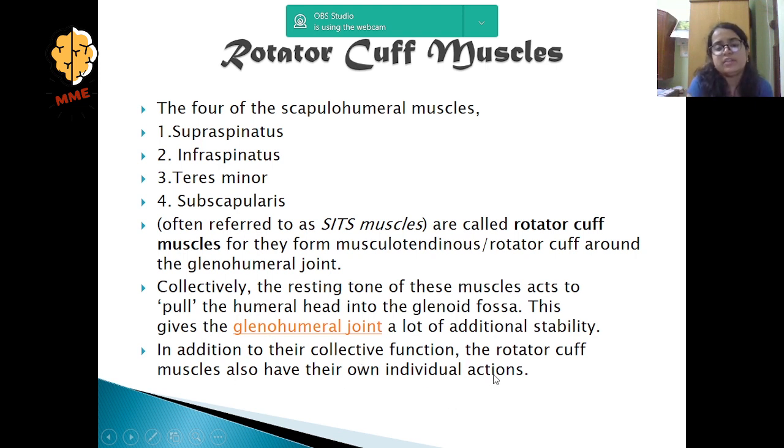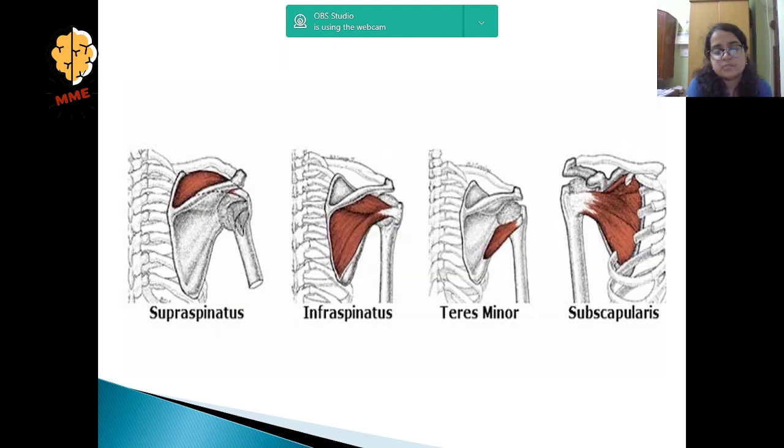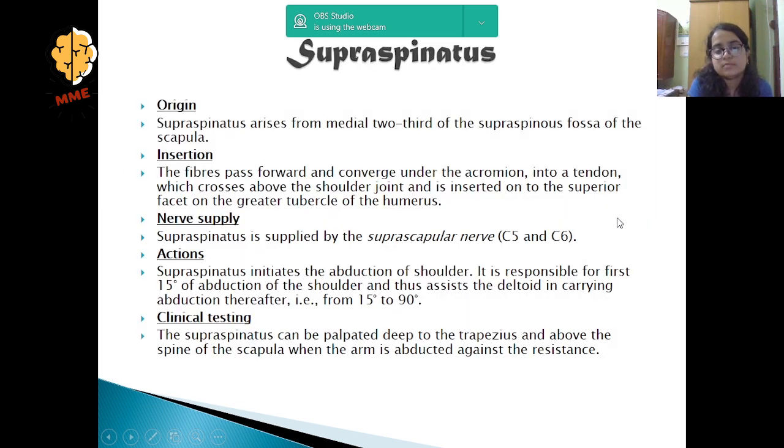So in addition to their collective function, the rotator cuff muscles also have their own individual action. This is the supraspinatus, infraspinatus, teres minor, subscapularis. Now origin: supraspinatus arises from the medial 2/3 of the supraspinous fossa of the scapula. I think you have been taught this in the osteology of the scapula. On the dorsal surface of the scapula, the spine of the scapula divides the dorsal surface into a supraspinous fossa and an infraspinous fossa. So from the medial 2/3 of the supraspinous fossa, supraspinatus takes origin.